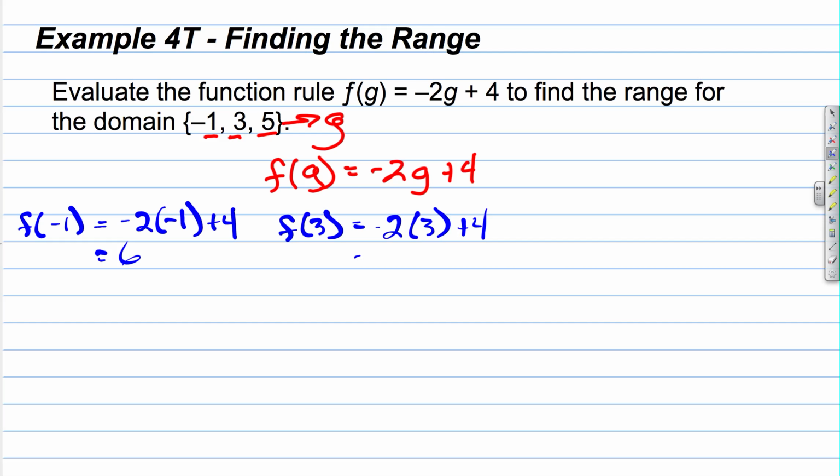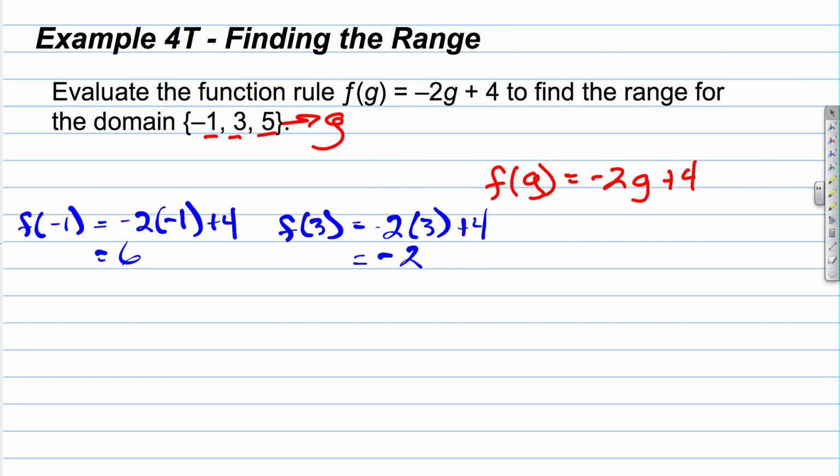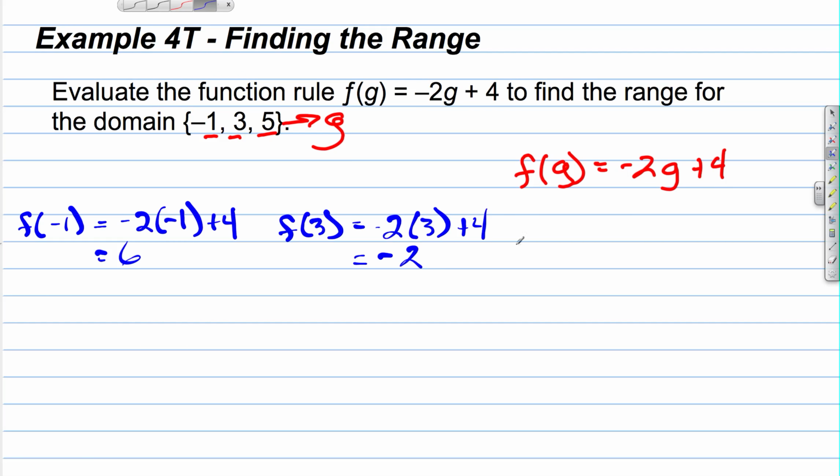So now I do my math. Negative 2 times 3 is negative 6, and negative 6 plus 4 is negative 2. Finally, I use this function again, and I substitute in 5. So I have f of 5 is equal to negative 2 times 5 plus 4. It should be a negative 2 right there. Then I do the math. Negative 2 times 5 is negative 10. Negative 10 plus 4 is negative 6.